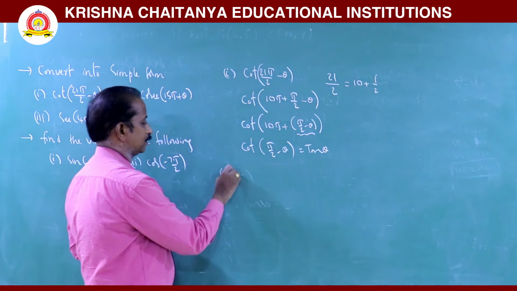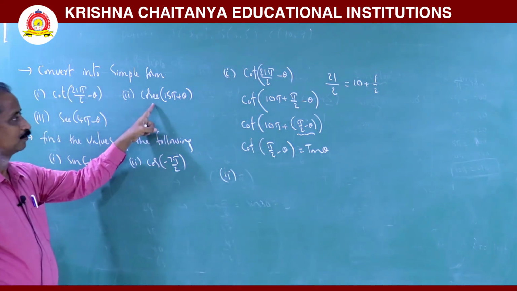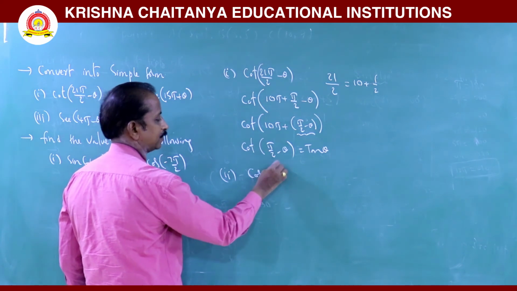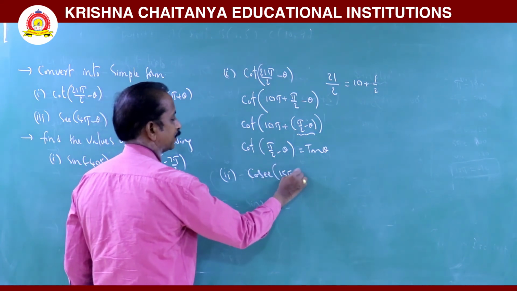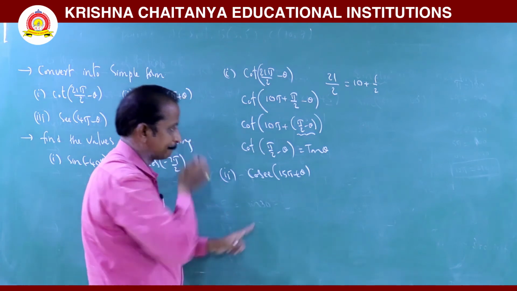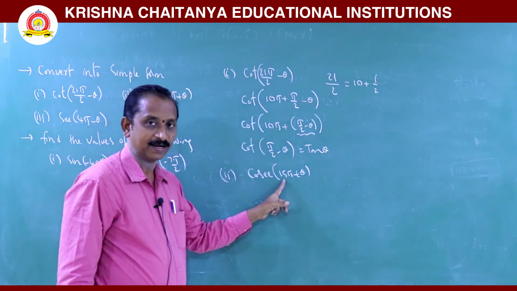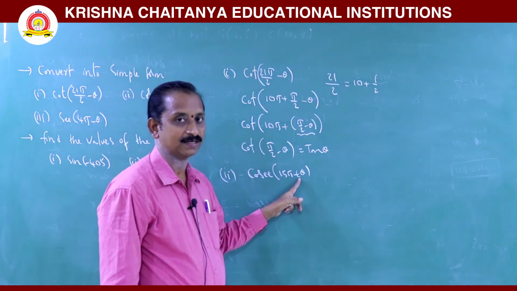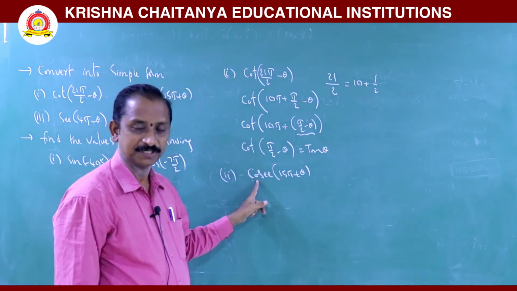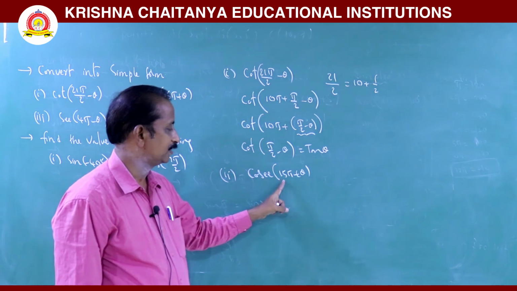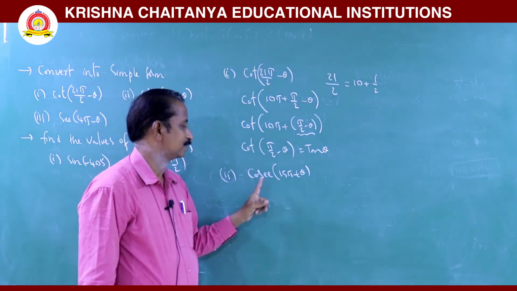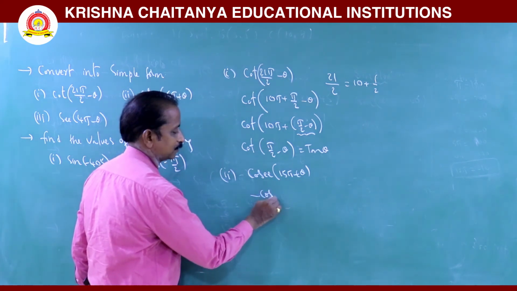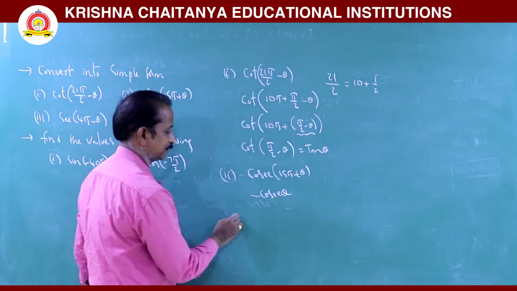Now come to the second question. Cosecant of 15 pi plus theta. Observe 15 pi, an odd number of pi. But odd number of pi plus lies in the third quadrant. Cosecant is negative there. At this allied angle, the trigonometric ratio does not change. So minus cosecant theta is your answer.